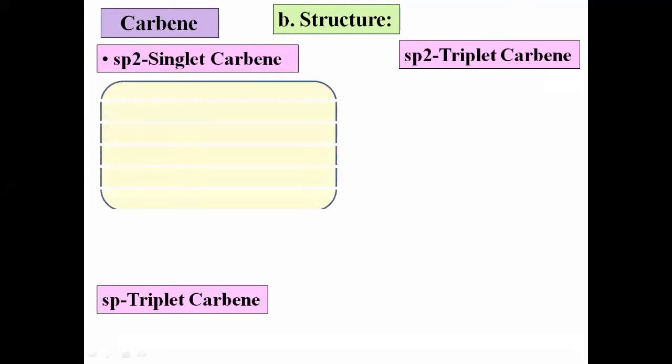Now, in sp2 singlet carbene, the hybridization of the central carbon is sp2. We know how the hybridization of carbon occurs. One s orbital and 2p orbitals undergo mixing and recasting, and three new orbitals are formed. This is called sp2 hybridization, meaning there are three sp2 hybrid orbitals.